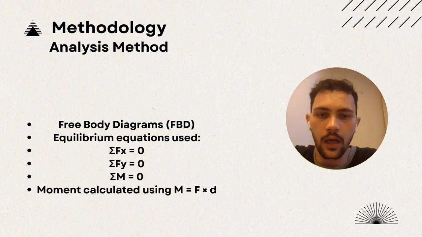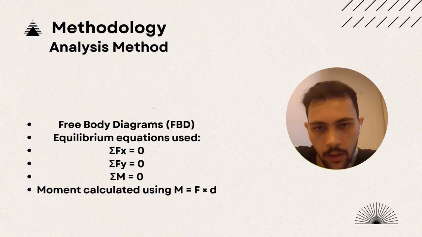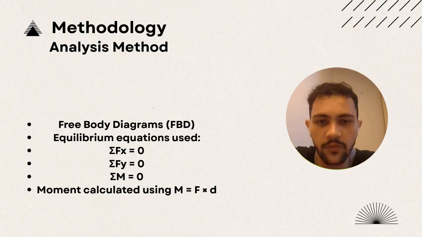So on this slide, I will talk about how the forces and moments were analyzed. To analyze the system, free body diagrams were drawn for a barbell and selected segments. These diagrams helped identify all the forces acting on the system, including the weight of the barbell, reaction forces at the feet, and internal forces at the joints.